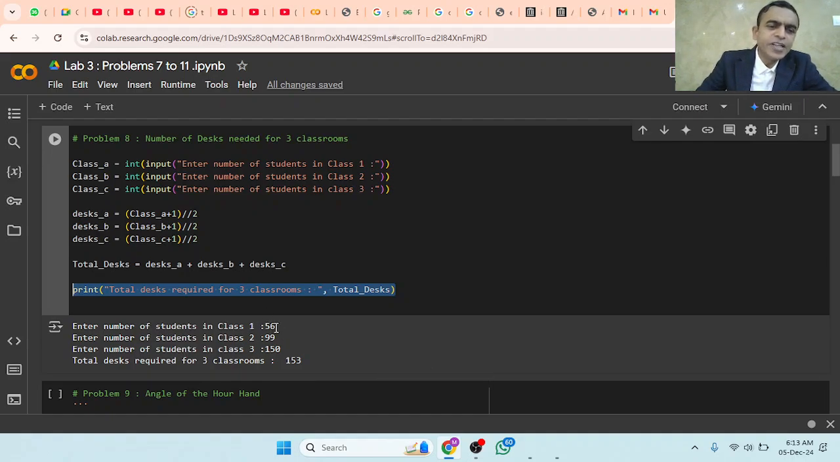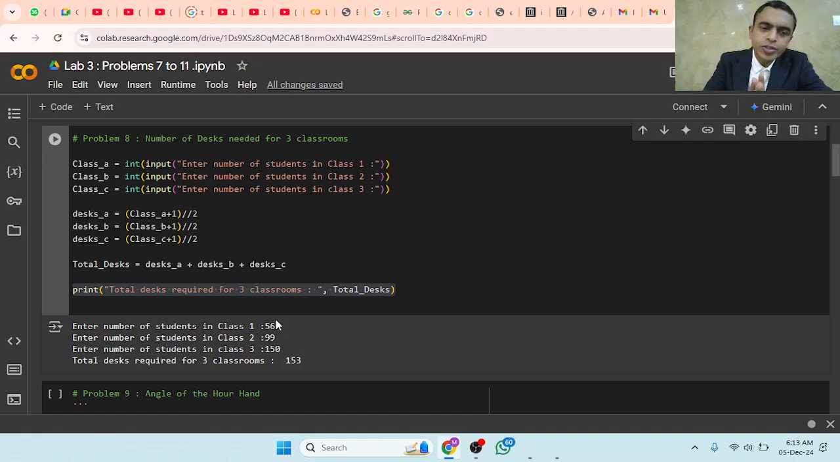So if there are 56 students, class A is equal to 56. What is desk A? 56 plus 1, floor division 2. So 56 plus 1 is 57, and 57 if you divide by 2, 28 is the quotient and 1 is the remainder. In this case, the remainder will be left. So desk A in this case will be 28, which is exactly the number of desks that we require.